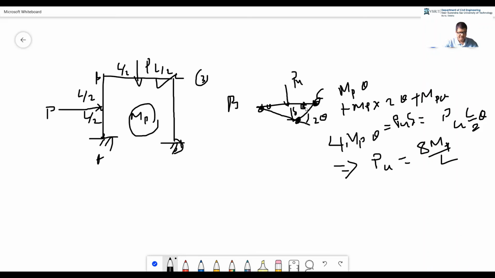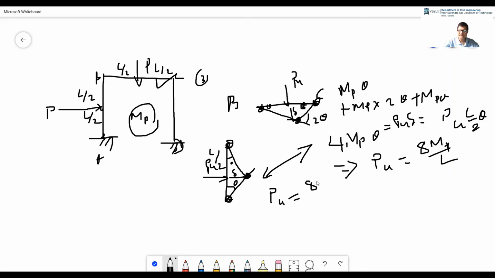Now we'll find the mechanism 2 for this AB. It will be similar to this. The same thing will happen, so I am not going through that. This is Pu, this is theta, this is theta, this is delta, this is L by 2. Here will be MP, here will be MP, here will be MP. By a similar problem, here also we find Pu comes as 8 MP by L.